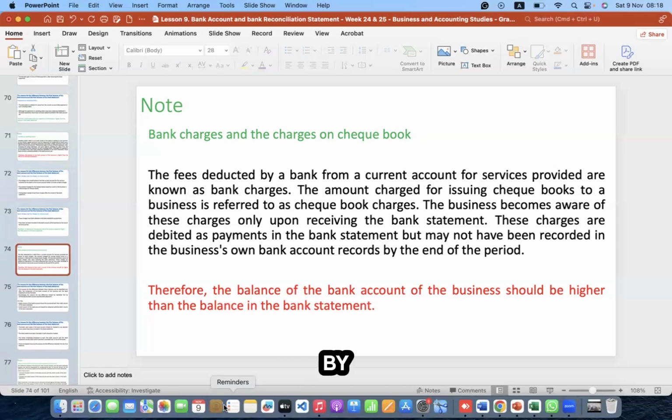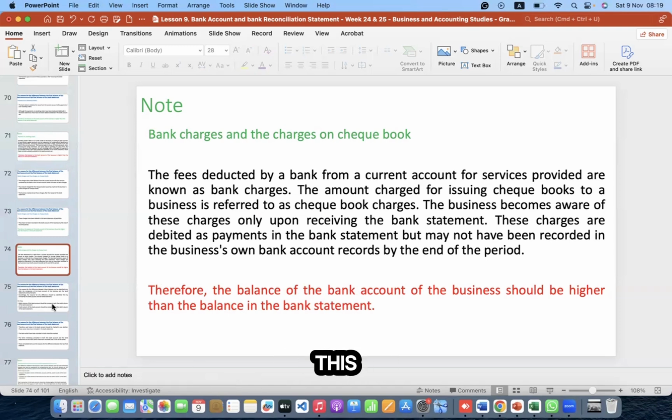The fees deducted by bank from a current account for services provided are known as bank charges. The amount charged for issuing checkbook to a business is referred to as checkbook charges. The business becomes aware of these charges only upon receiving the bank statement. These charges are debited as payments in the bank statement but have not been recorded in the business owner's bank account records by the end of the period. Therefore, the balance of the bank account of the business should be higher than the balance in the bank statement.